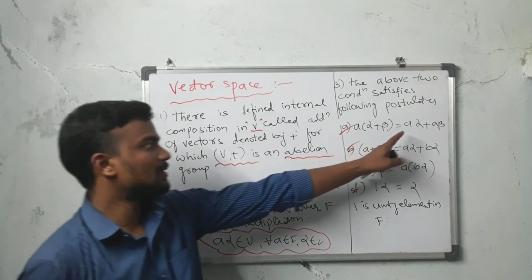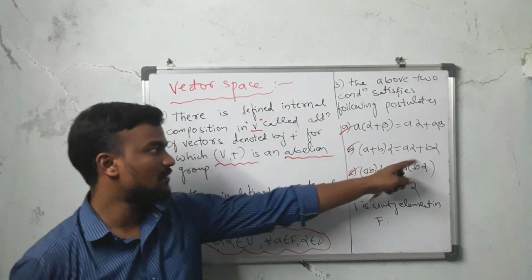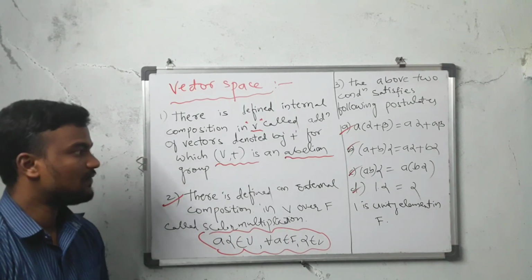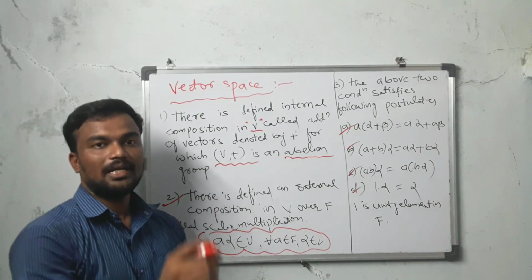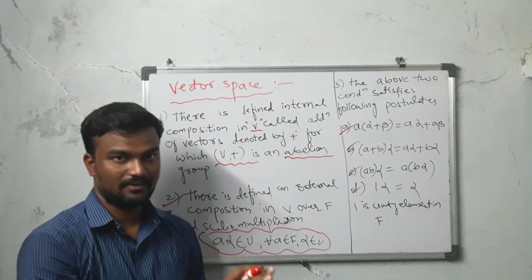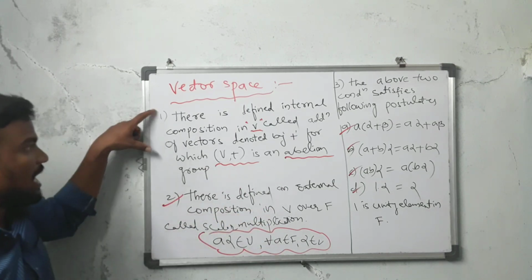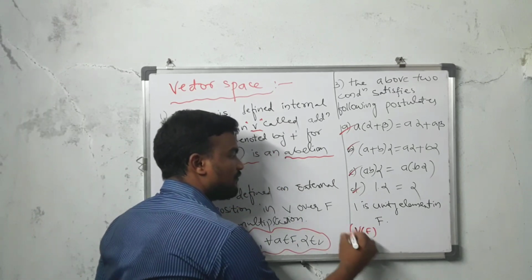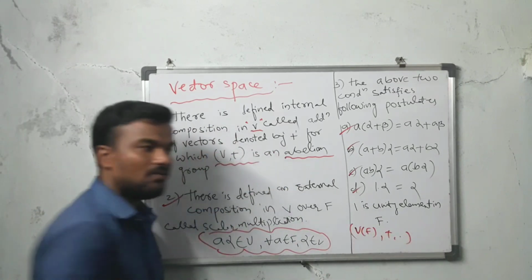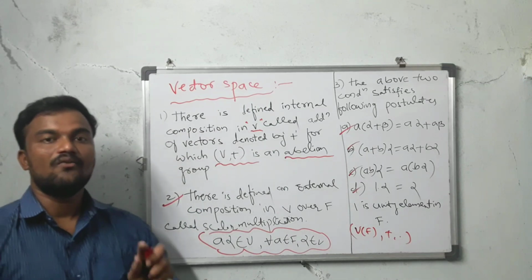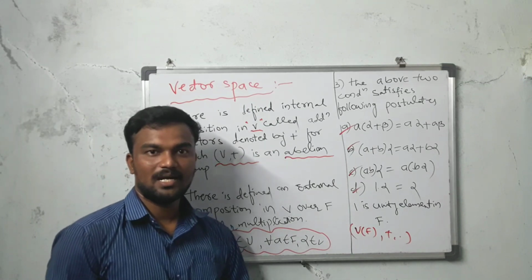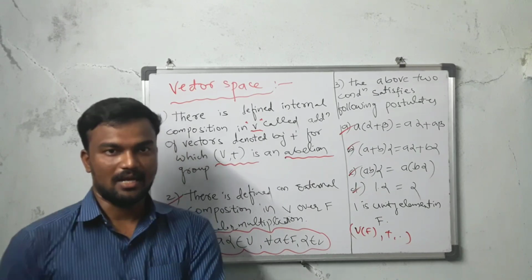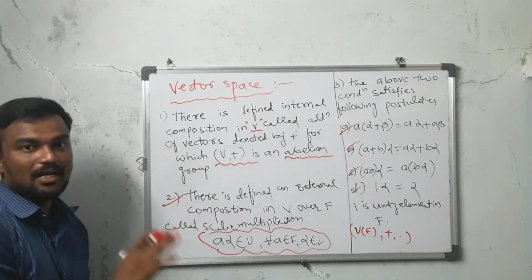a(alpha + beta) = a alpha + a beta, (a + b) alpha = a alpha + b alpha, (ab) alpha = a(b alpha), 1 alpha = alpha. Here 1 is the unity element in F. Here what is it? F is a field. సో ఈ కండిషన్స్ అన్ని సాటిస్ఫై అవుతే మనం ఏమైనా రాస్తుంటే V over (F, +, ·) is a vector space over the field F. Okay, this is the important definition.